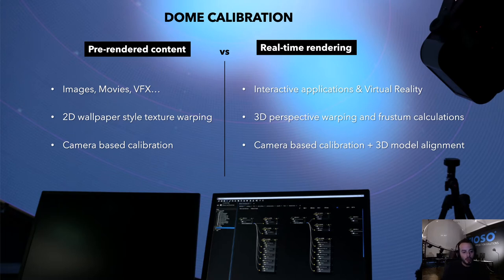For warping, for pre-rendered content, it's 2D wallpaper style warping. For real-time, we are talking about 3D perspective warping, and we need to do frustum calculations. For this, the calibration will be different. So, for the pre-rendered content, we need camera-based calibration. For real-time, we need the same camera-based calibration, so the camera scan plus 3D model alignment, or what we call in our workflow MRD. This will extract 3D data and 3D pixel coordinates for our projections, and with that, we will be able to do all the calculations necessary for the real-time rendering.